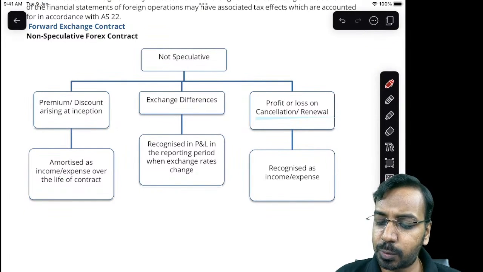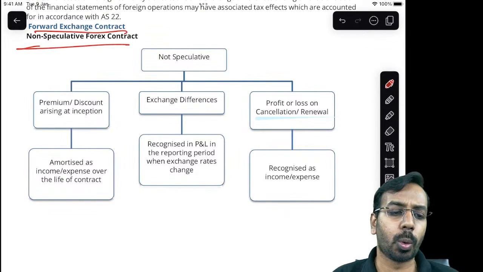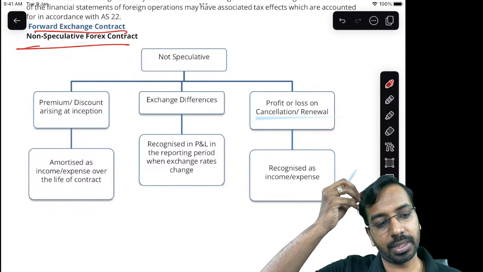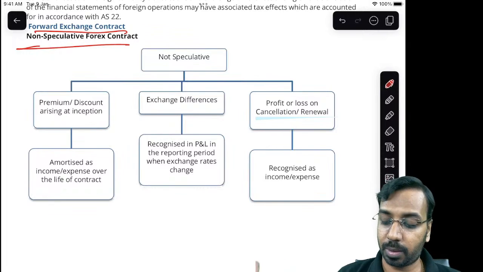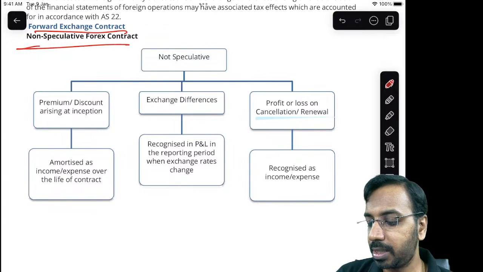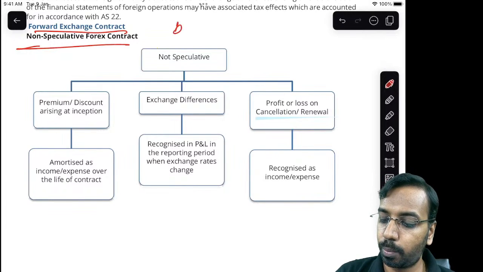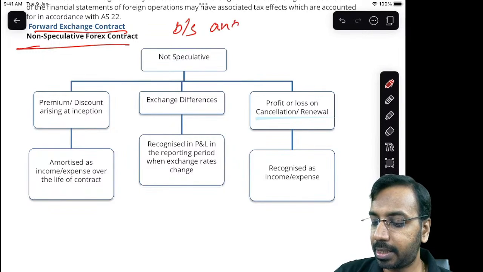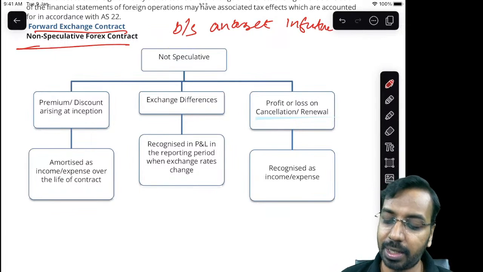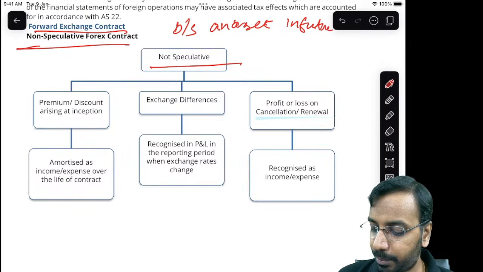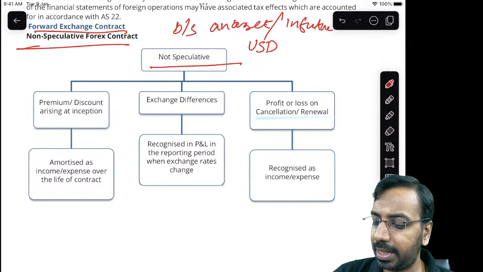Then a small thing about forward exchange contract, don't go into too much depth of foreign exchange contract. There are 2-3 types of questions which are given in the study material. Only those types of questions, or the past exam papers, only those are tested. So if there is a forward exchange contract, forward means you enter into a contract to buy or sell, let us say, an asset in future at a predetermined price. If it is a non-speculative one, then it can be an asset, it can be a dollar, anything it can be.